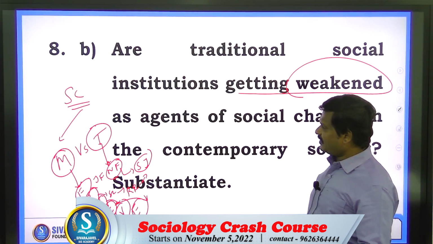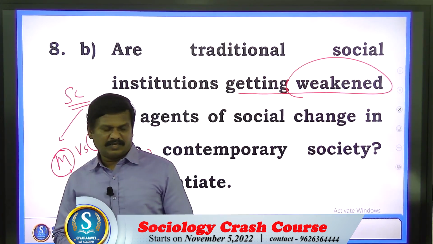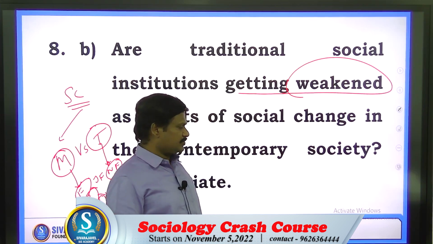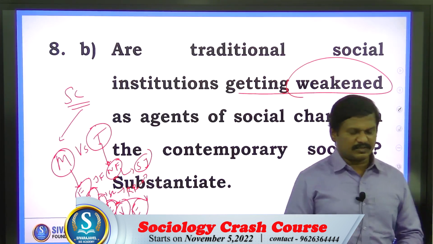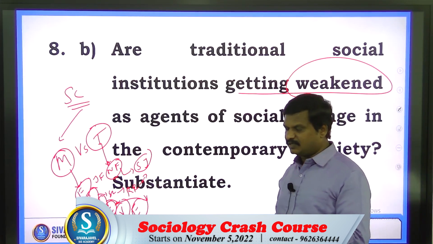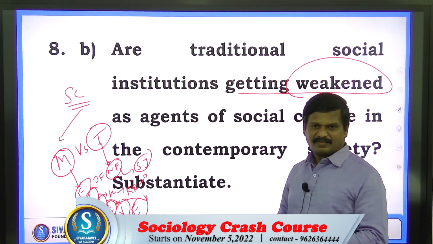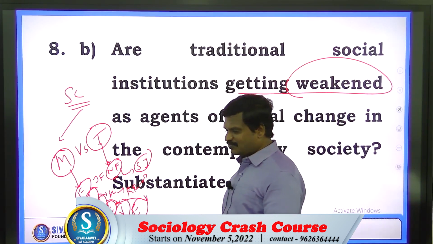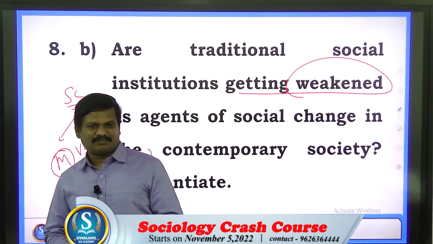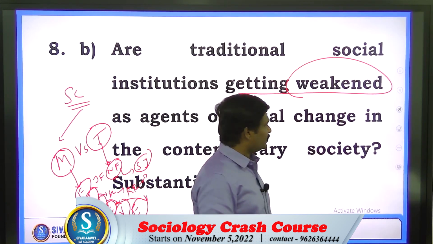So, we find that in some places modernity has replaced the traditional institution. In some other places, traditional institutions are not allowing modernity to come inside, and in many other places there is a coexistence between modernity and tradition. So, Yogendra Singh says modernization of Indian tradition. In some places there is modernization of Indian tradition, in some other places there is Indianization of modern tradition, and that should be a conclusion for this answer.